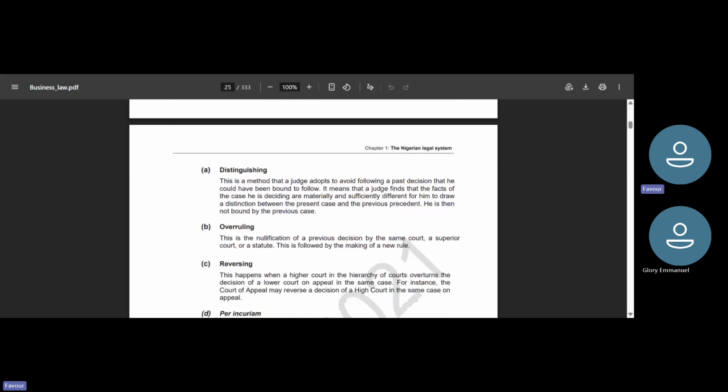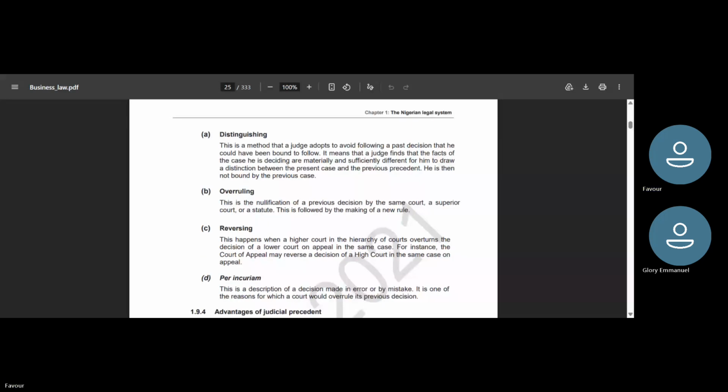Then the next is overruling. This is when the same court that made the previous rule overrules the previous rule and makes a new rule. So it's basically trying to repeal the previous rule. You know, in legislation we use the word repeal when a new act is made to overrule the other. So this one is nullification of a previous decision by the same court. Bear in mind, it is the same court, a superior court, or a statute. That's a legislation.